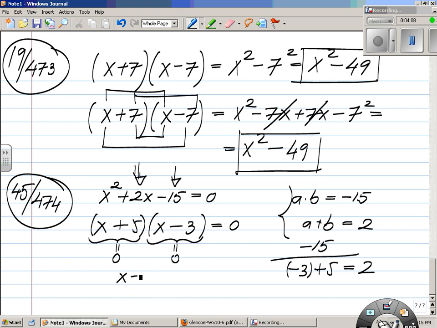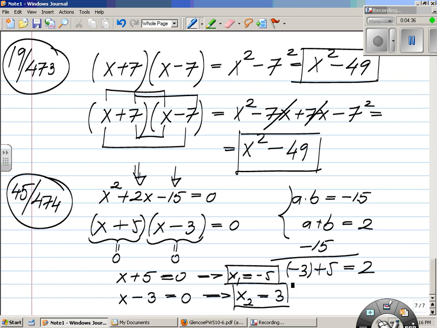My first equation, x plus 5 equals 0. If you solve it, you'll find that x, which is your first root, your first solution, will be negative 5, right? Because you're subtracting 5 from both sides. Second equation, x minus 3 equals 0, which gives me the second root, the second solution, x equals 3. And we are done. We solved this quadratic equation by factoring. Our two roots are negative 5 and 3. Questions? Are you happier?